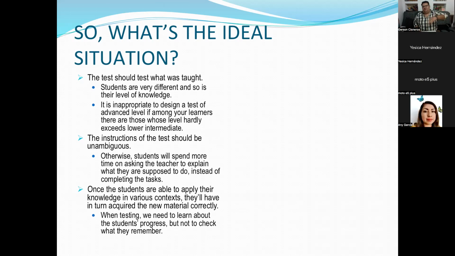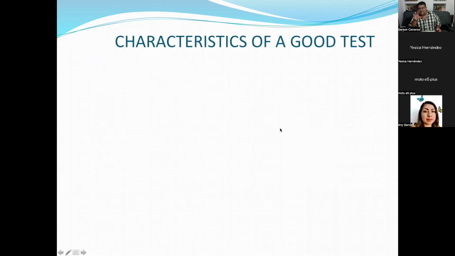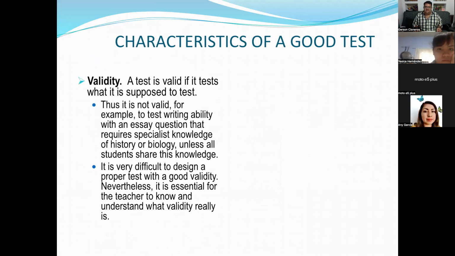Okay. Number 3, once the students are able to apply their knowledge in various contexts, they'll have in turn acquired the new material correctly. In other words, when testing, we need to learn about the student's process, but not check what they remember. In other words, you're going to make it simple to your students like that, okay. So let's talk about the characteristics of a good test. Remember, it's the ideal situation, you're going to adapt it to your local circumstances.